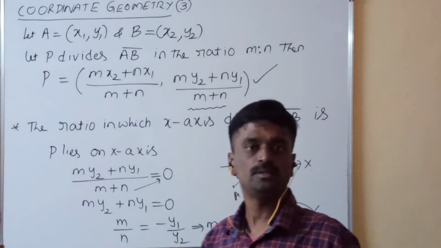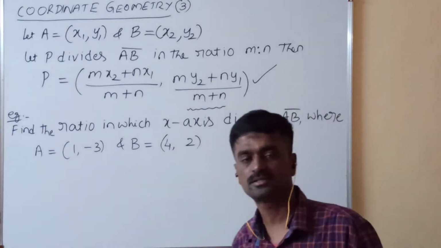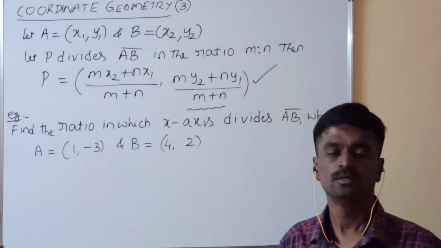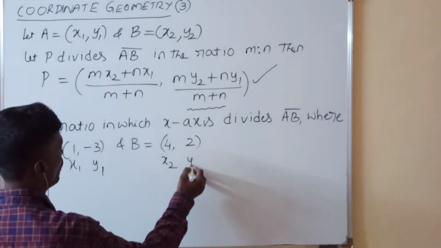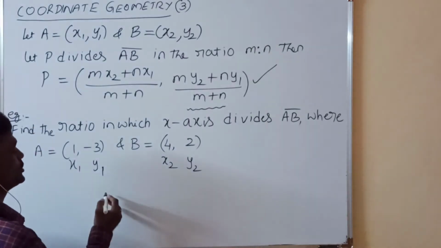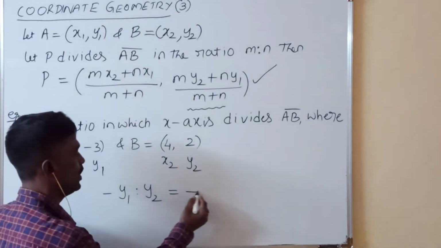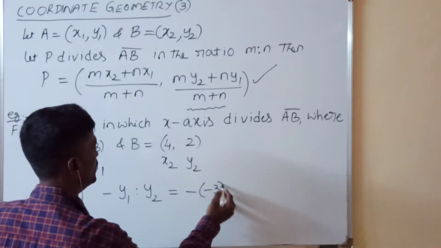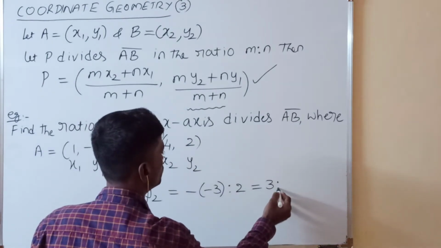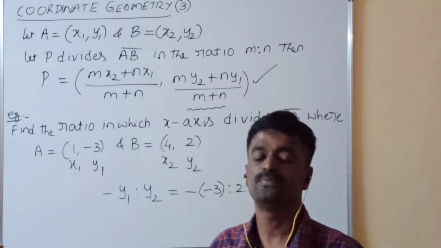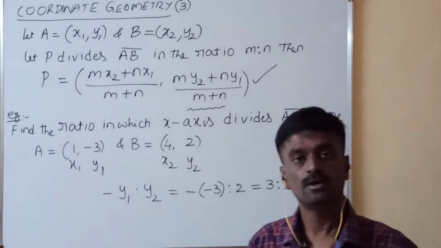Look at one example. Find the ratio in which the x-axis divides AB, where the coordinates of A are (1, minus 3) and B are (4, 2). If you take the first point as x1, y1 and the second point as x2, y2, what will be the required ratio? Minus y1 is to y2. That is equal to minus of minus 3 is to 2, which is 3 is to 2. So the x-axis divides the segment joining these 2 points in the ratio 3:2.